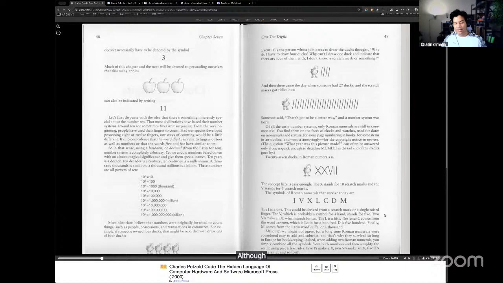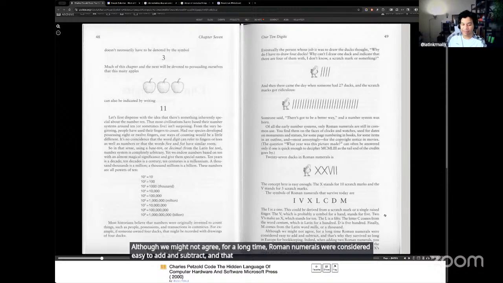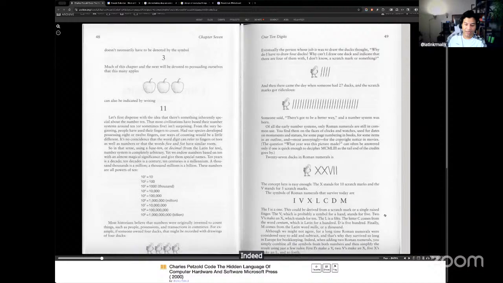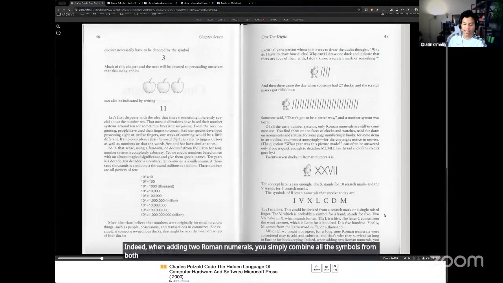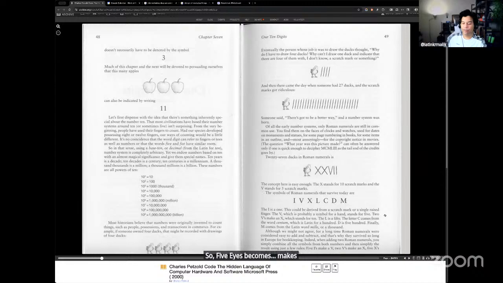Although we might not agree, for a long time Roman numerals were considered easy to add and subtract, and that's why they survived so long in Europe for bookkeeping. Indeed, when adding two Roman numerals, you simply combine all the symbols from both numbers and then simplify the result using a few rules. So 5 I's make a V, 2 V's make an X, and 5 X's make an L, and so forth.